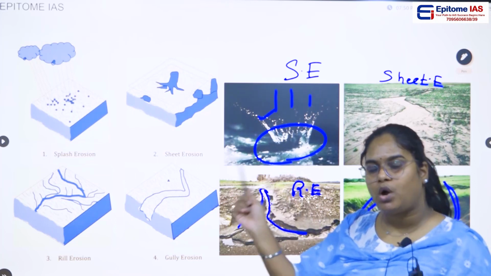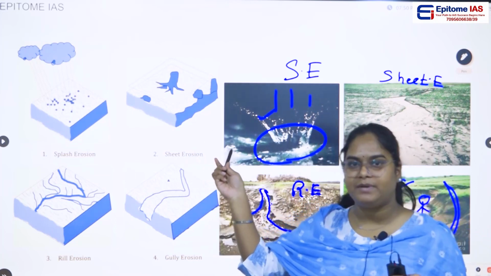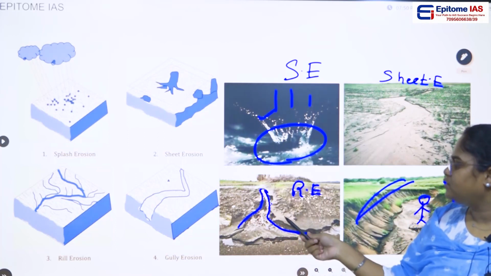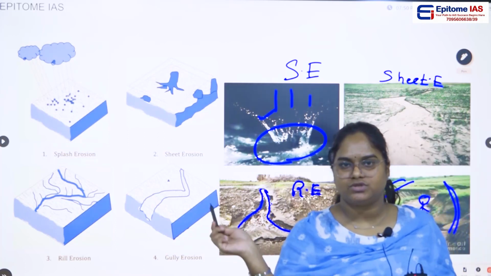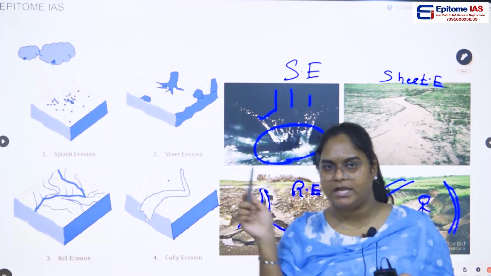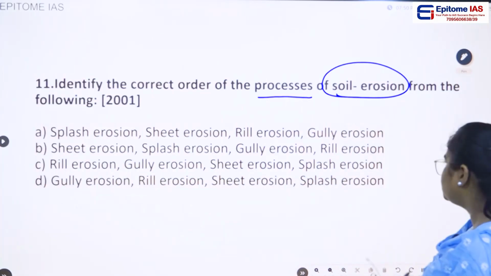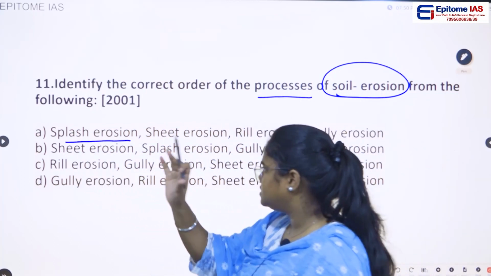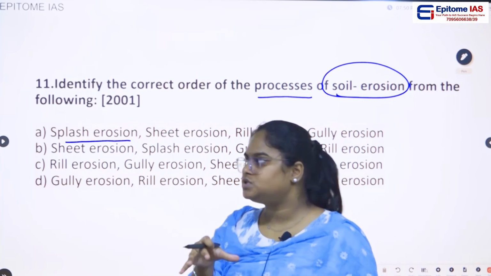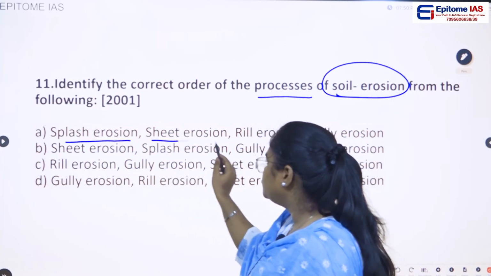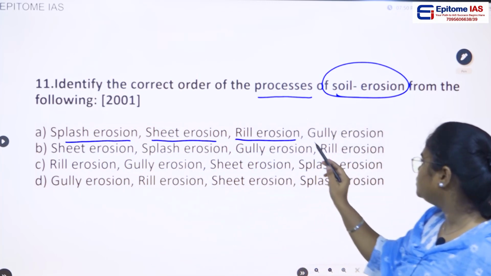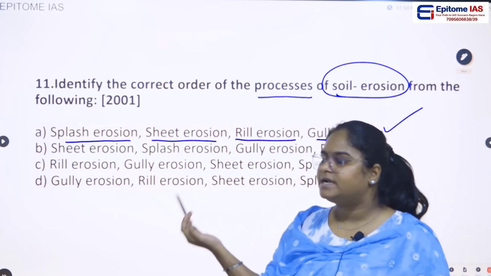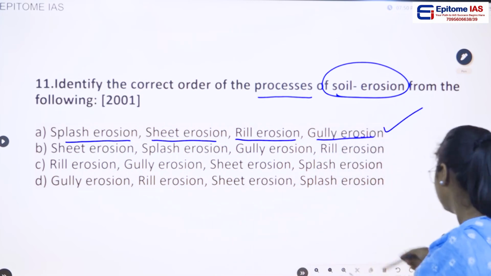So what is the order? First, the splash erosion will be happening. Then it will convert into the sheet erosion. Then a rill erosion. Then a gully erosion. So this is the order of the soil erosion. So let us go back to this question. If you see option A, splash erosion, yes, first thing is splash erosion. Then it will convert into a sheet erosion. Then rill erosion. Then a gully erosion. So option A is the correct answer. It is in the correct order.